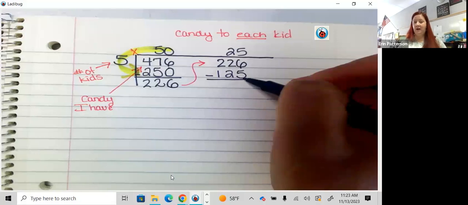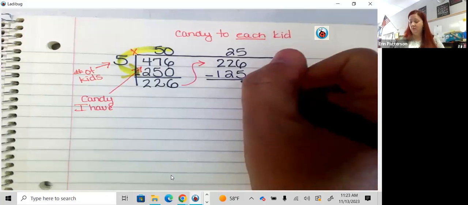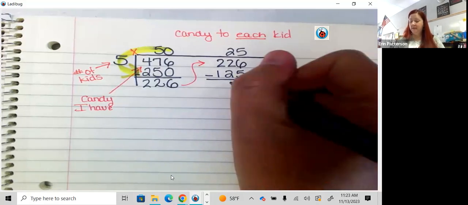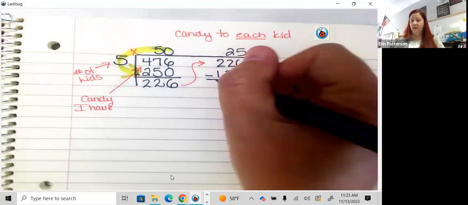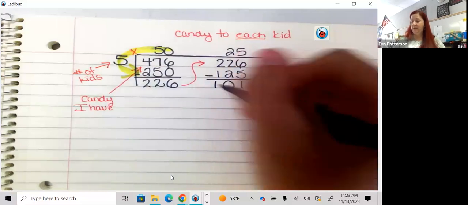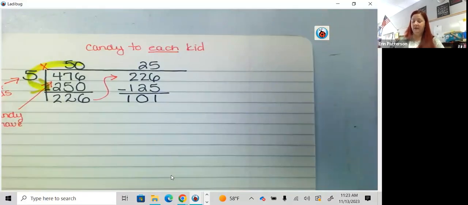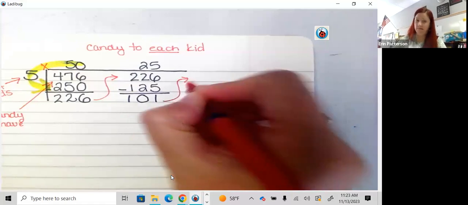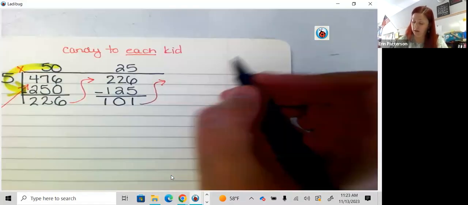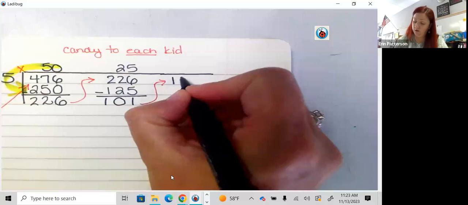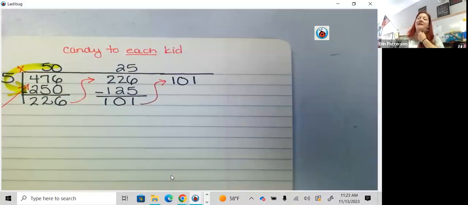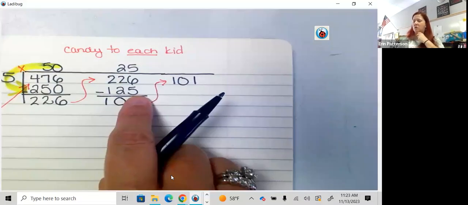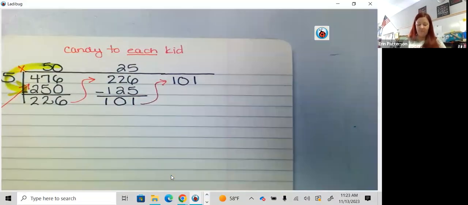Okay. 6 minus 5 is 1. 2 take away 2 is 0. 2 take away 1 is 1. Take my red pen. I have 101 pieces of candy left. Can I do 25 again? No. Okay, so let's look at our friendly numbers.